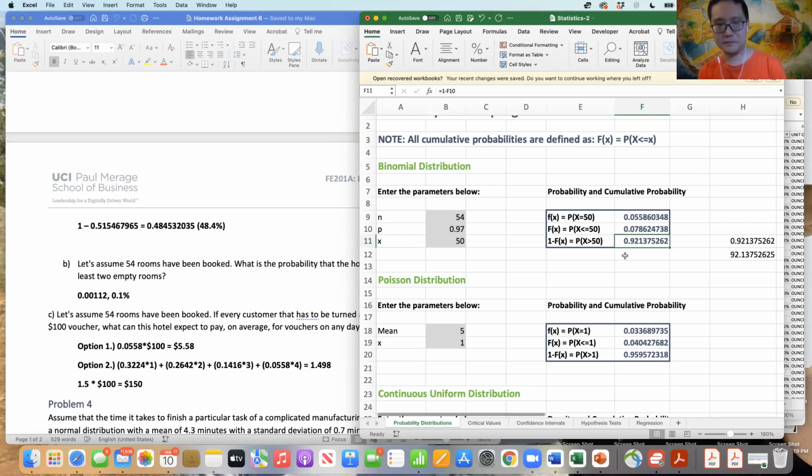However, to just clarify some concepts, these are not success rates though. The success rate here is the 0.97. When we calculate the cumulative probability, it's no longer the success rate.